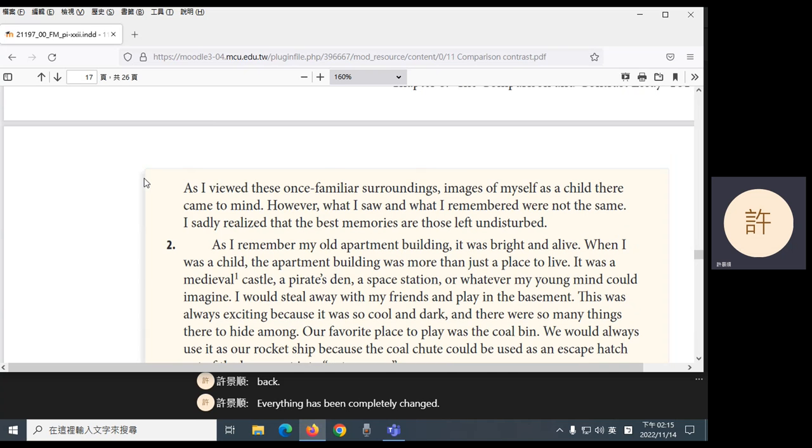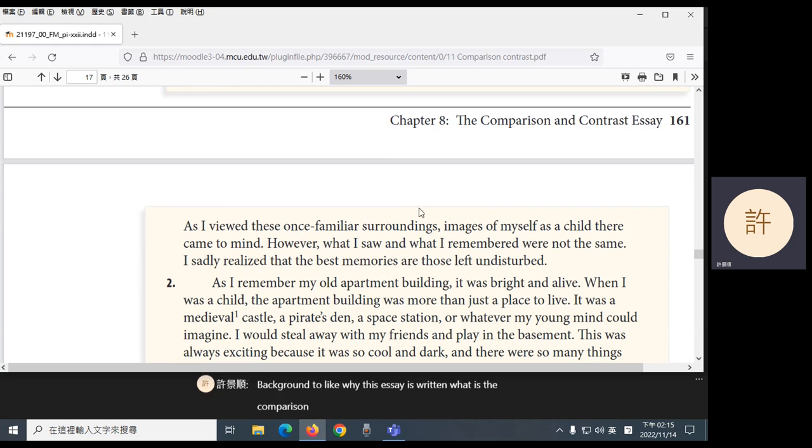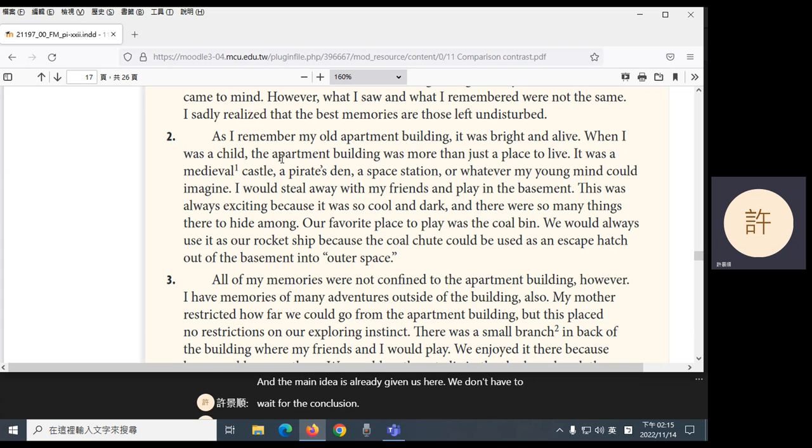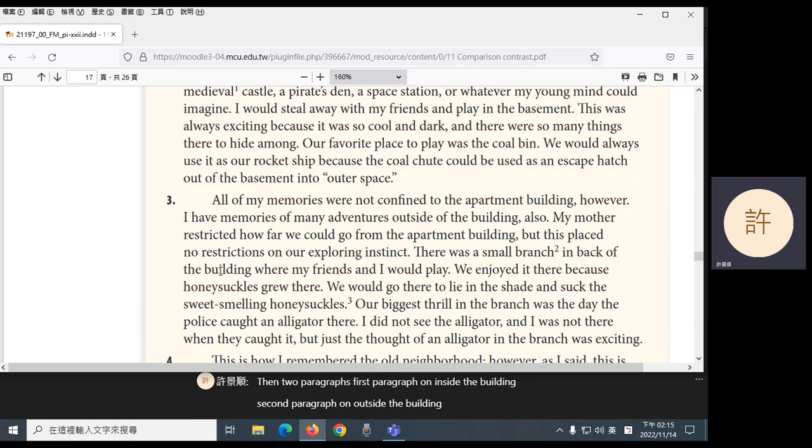So again, pretty good structure. Background to why this essay is written, what is the comparison? And the main idea is already given to us here. We don't have to wait for the conclusion. Then two paragraphs. First paragraph on inside the building. Second paragraph on outside the building from childhood.